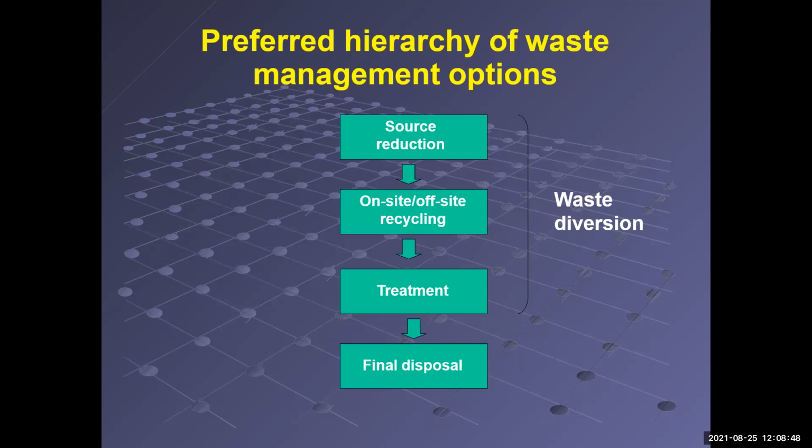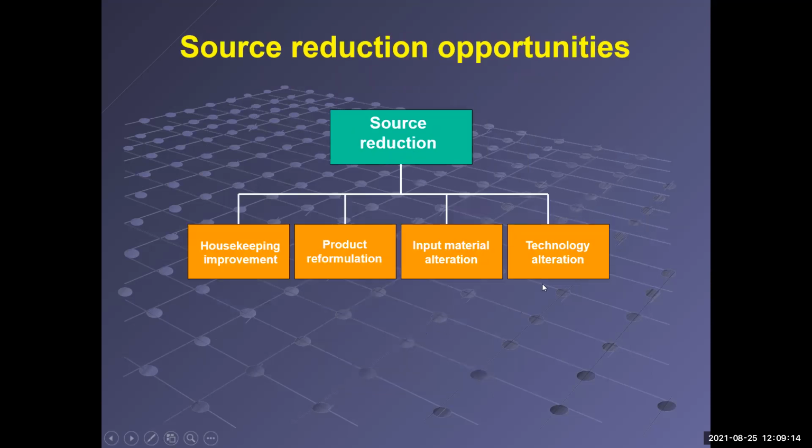In this waste management process, you depend on the 3R and 5R applications. So what are the 3R or 5R? Reduce, reuse, and recycle. This is the preferred order of waste management options: source reduction, on-site and off-site recycling, treatment, and disposal. Source reduction has four types: housekeeping improvement, product reformulation, input material alteration, and technology alteration. This is source reduction.